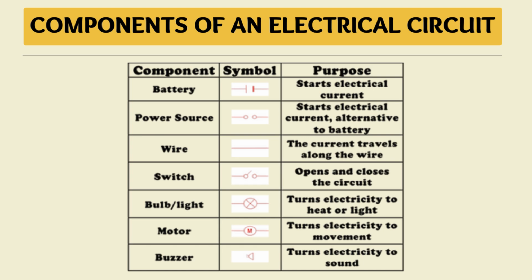We use symbols to draw circuits because it's quicker and easier to understand diagrams that way. So as you can see, for each component, how the symbol looks, and what the purpose is.